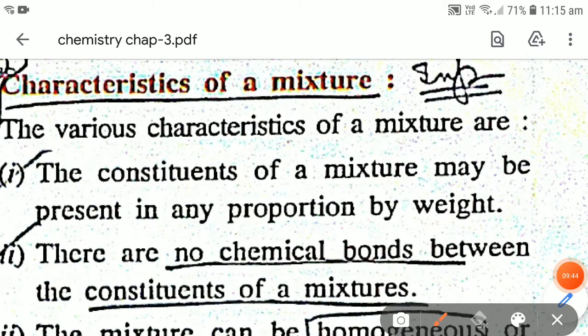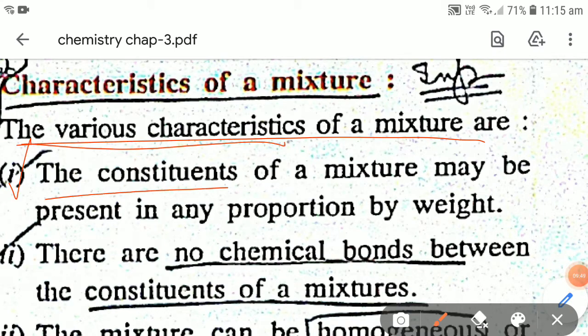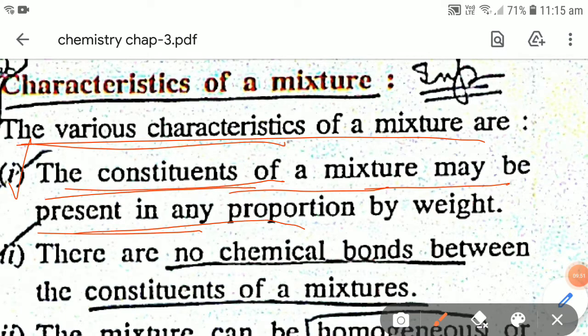Now what are the characteristics of a mixture? The various characteristics of a mixture are: the constituents of a mixture may be present in any proportion by weight. We learnt about this. Then there are no chemical bonds.